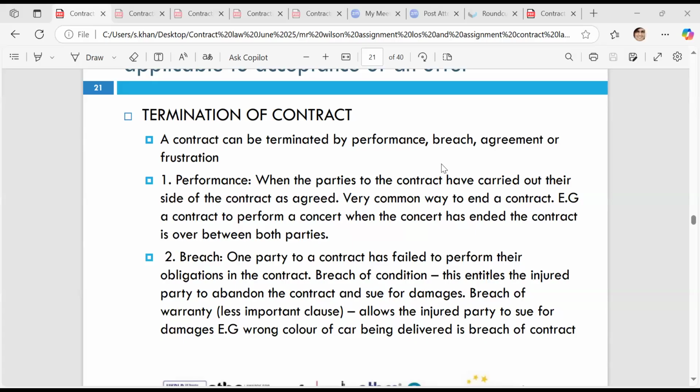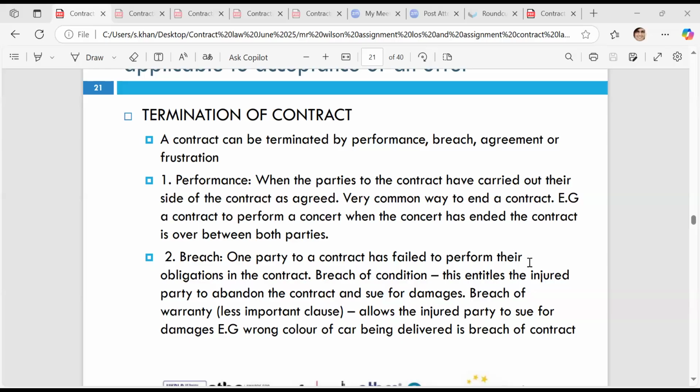A contract can be terminated by performance, breach, agreement or frustration. Okay, so the first one is performance, where the parties have done the contract as agreed. It's the very common way to end a contract. Breach is where one party does not perform their duties.